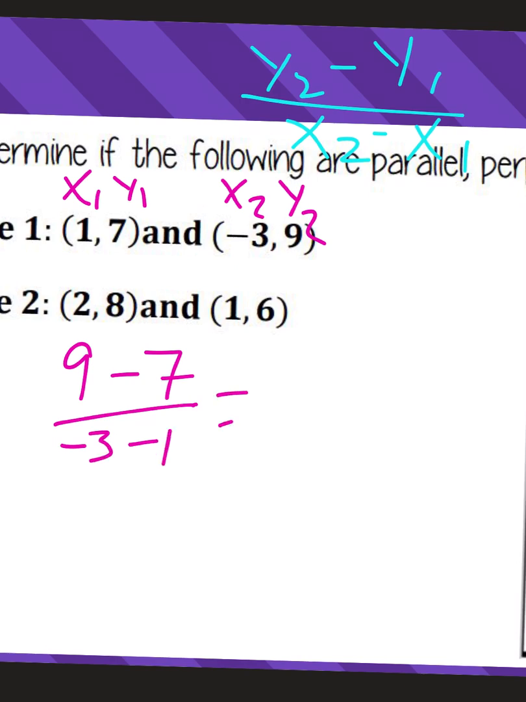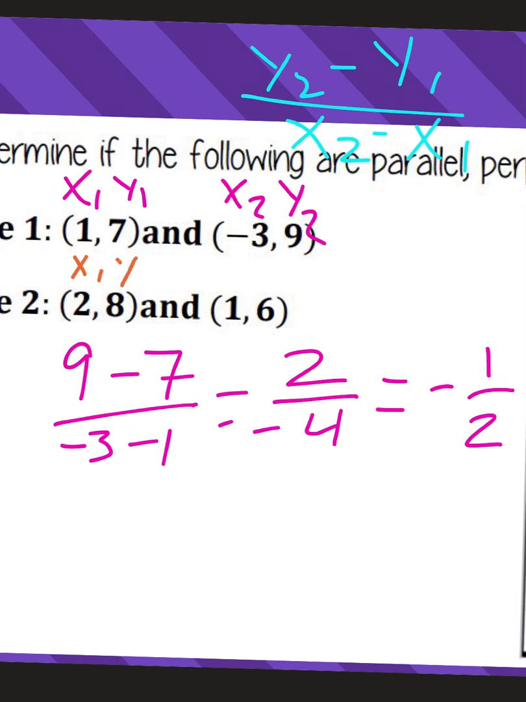All right, so 9 minus 7 is 2. Negative 3 minus 1 is negative 4. Can that be reduced? Negative 1 over 2, a negative half. Perfect. So it's a negative. Yes. So label your second point, x1, y1, x2, y2.